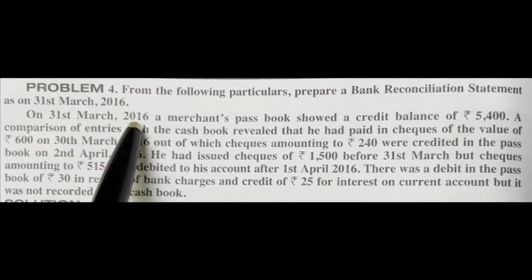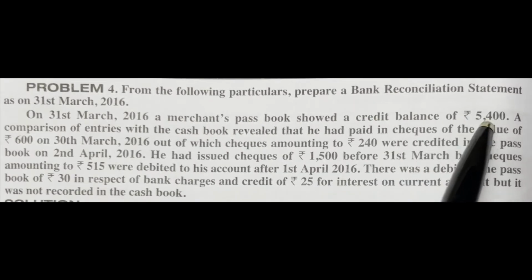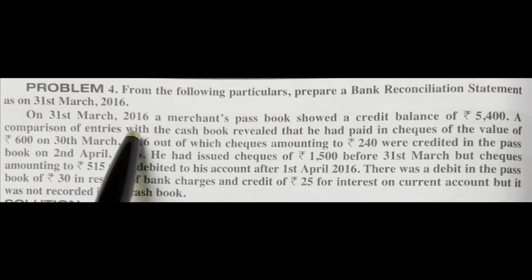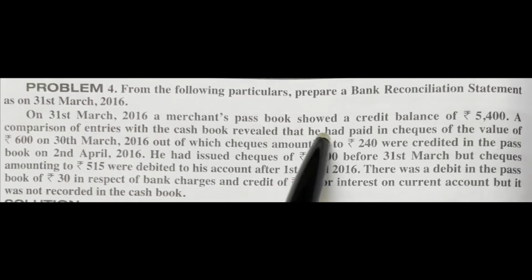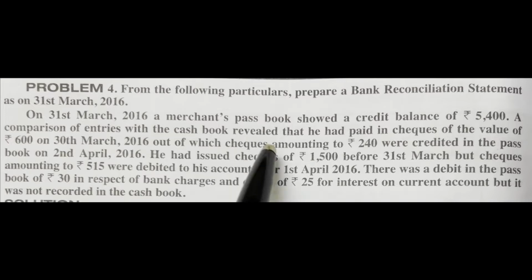On 31st March 2016, a merchant's passbook showed a credit balance of 5,400. A comparison of entries with the cash book revealed that he had paid in checks of the value of 600 rupees on 30 March 2016, out of which checks amounting to 240 were credited in the passbook on 2nd April 2016. He had issued checks of 1500 rupees before 31st March, but checks amounting to 515 were debited to his account after 1st April 2016.